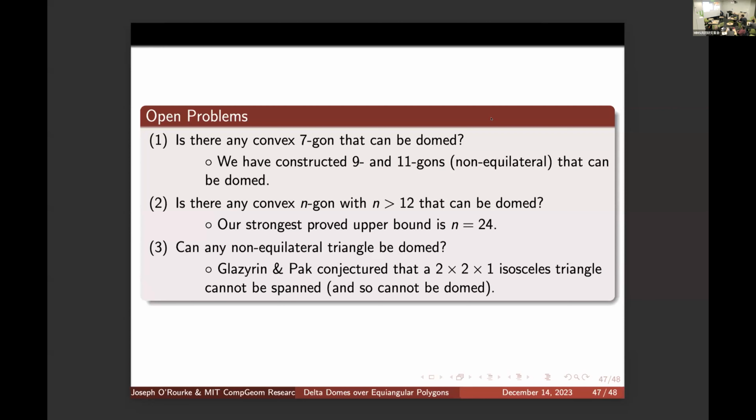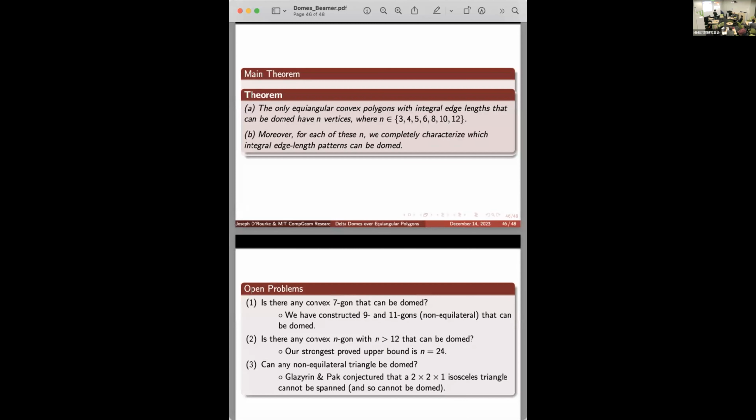So Joe, may I ask about the 9-gon and 11-gon? Do you have some special property of such a 9-gon or 11-gon? I mean, for example, angles can be non-equilateral, but you have some special property of that, a positive example, say angles are all the same or something like that.